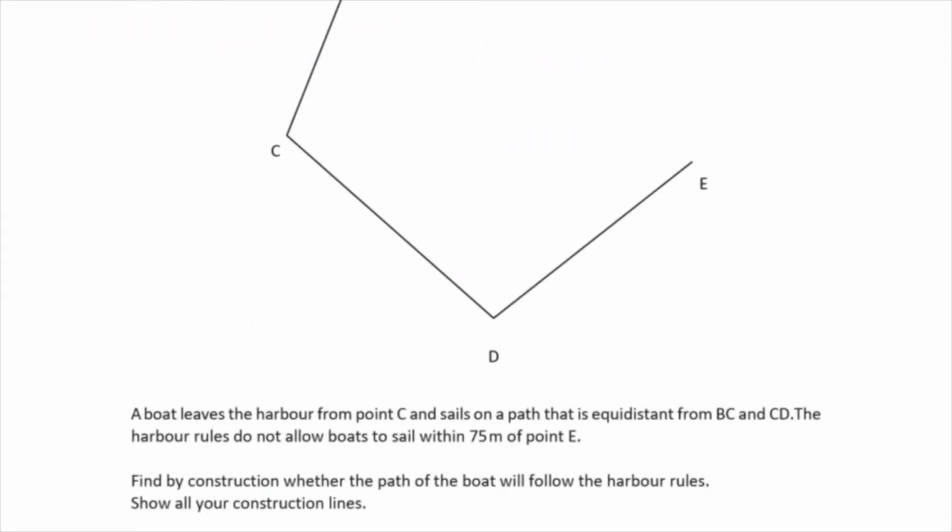Part B, the scale drawing represents the harbour. We've got a scale of 1 centimetre represents 25 metres. A boat leaves the harbour from point C and sails on a path that is equidistant from BC and CD. The harbour rules do not allow for boats to sail within 75 metres of point E. Find by construction whether the path of the boat will follow the harbour rules. Show all of your construction lines.